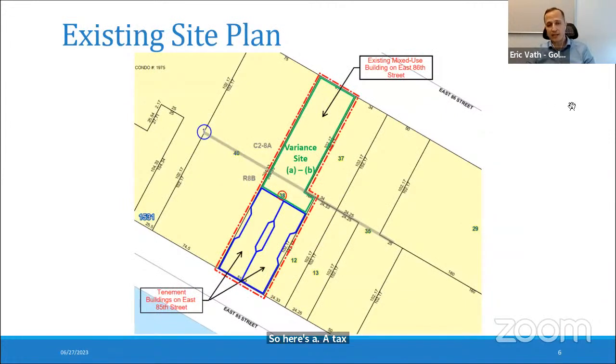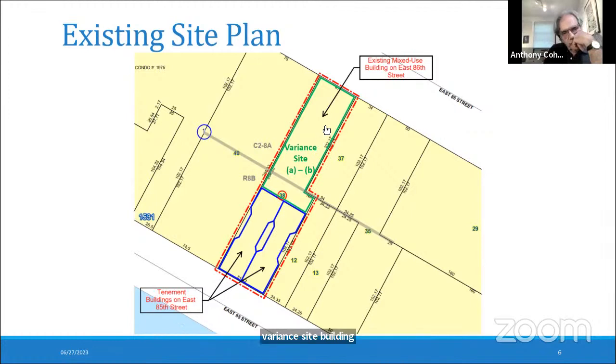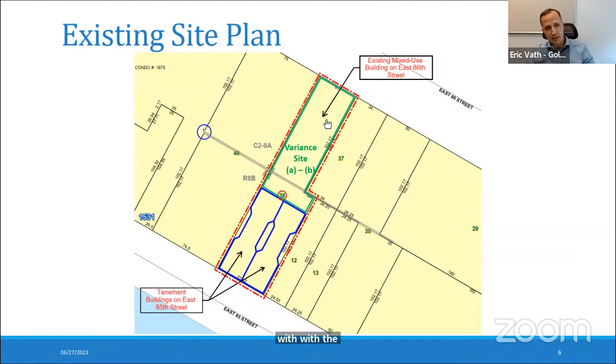So here's a tax map. This is an annotated tax map that would have been submitted with our BSA materials. You can see I've outlined here in blue the tenement buildings on 85th Street. They have ground floor commercial. And then this is the variance site building with the orange theory and the modern martial arts. The postgraduate health building is located on lot 37. That's the receiving site.